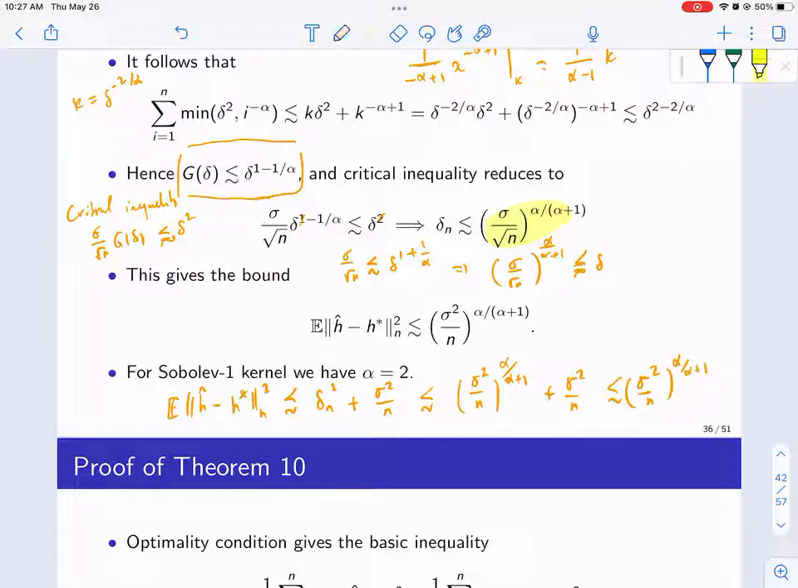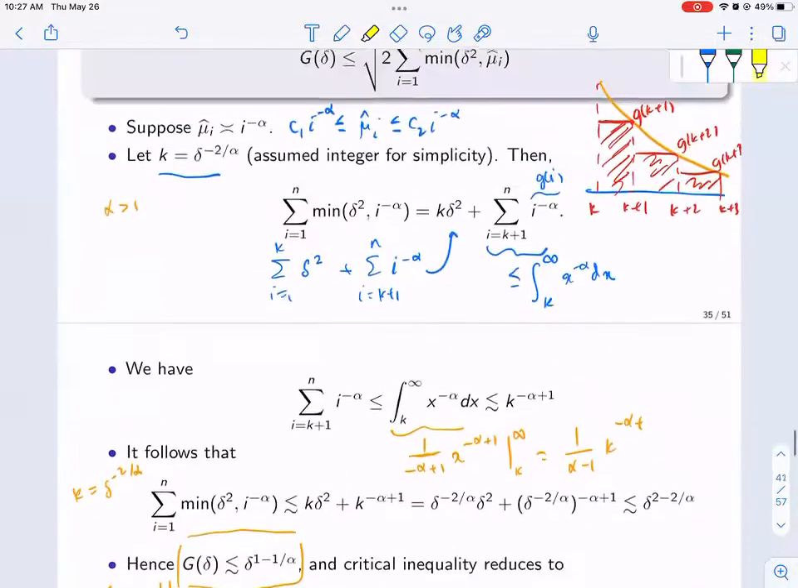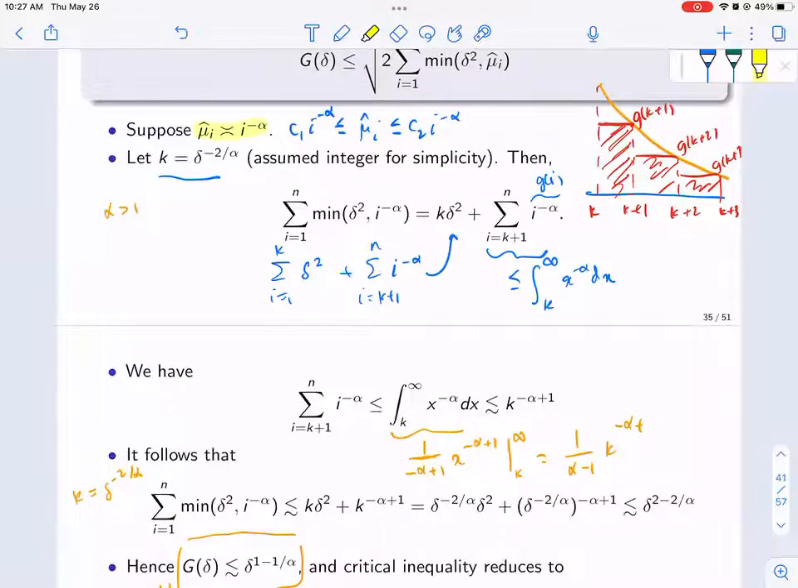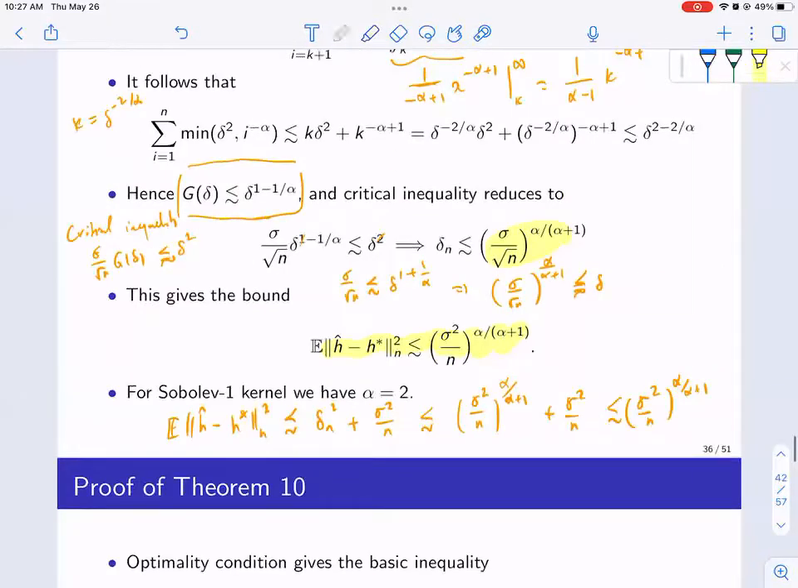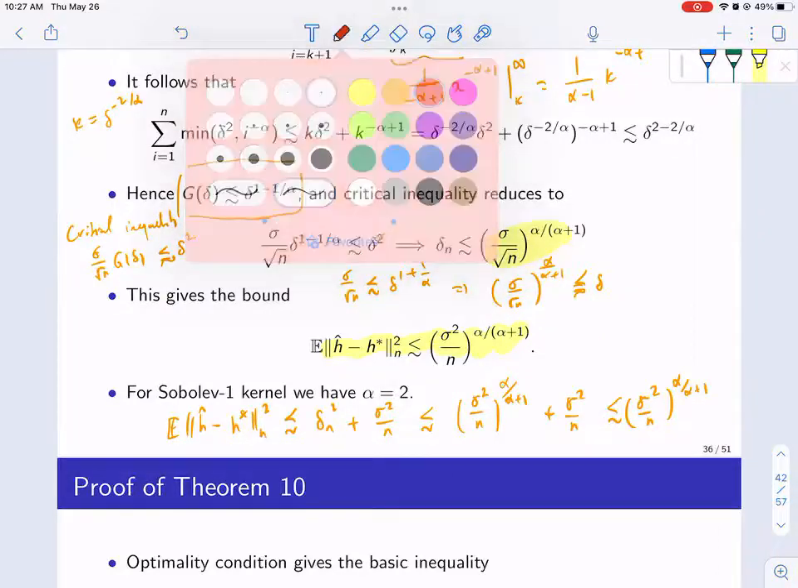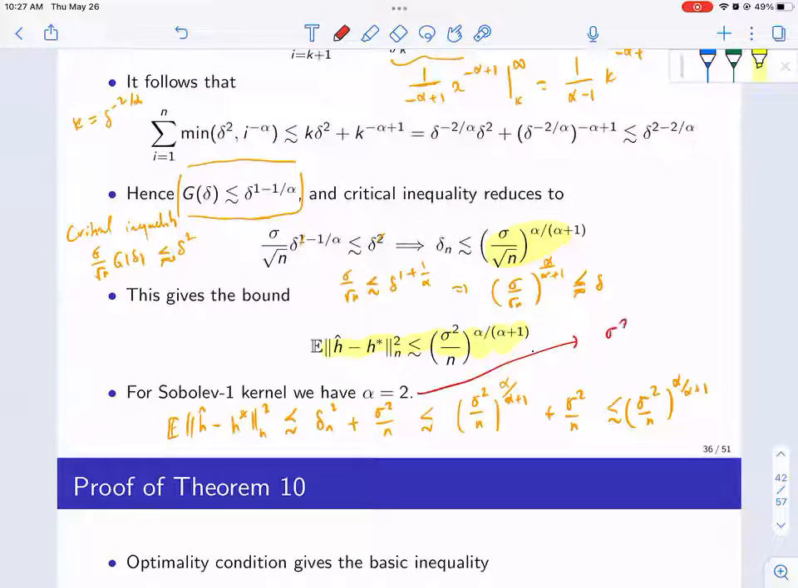So that shows the rate at which you can estimate for the class for which this decays like that is this. So for example, if alpha is equal to 2, that's the Sobolev kernel, the rate would be sigma squared over n to the 2/3.